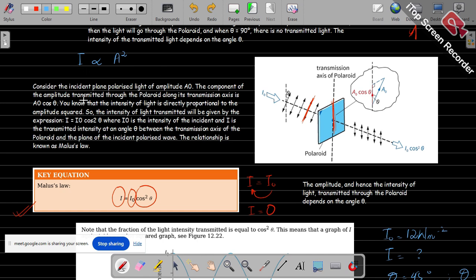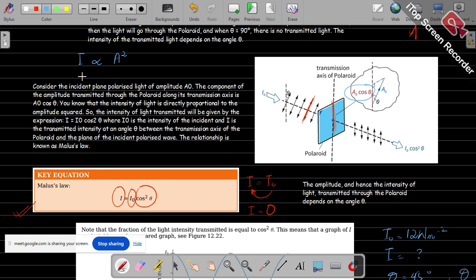Anyway, back to the topic. It says when light of a certain amplitude is incident on a polarizer, then depending on the angle between the plane of polarization and the axis of transmission, the amplitude of the transmitted light changes. The transmitted amplitude does not remain A naught. It becomes a component of A naught. That is A naught cos theta.